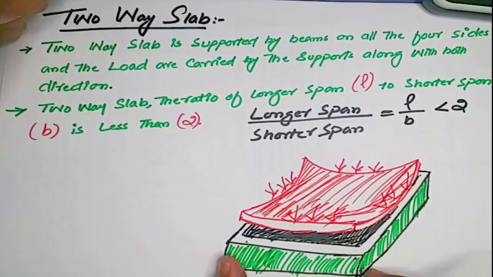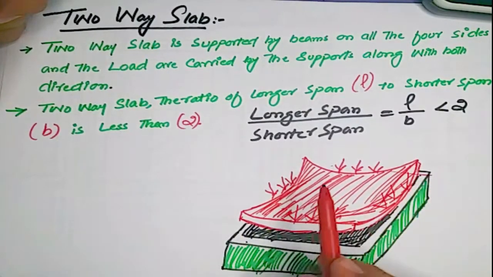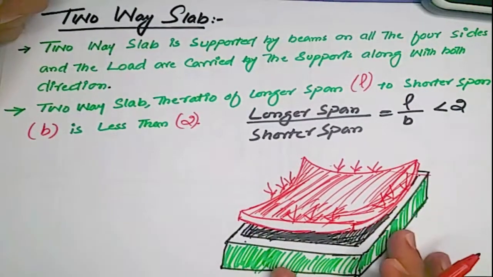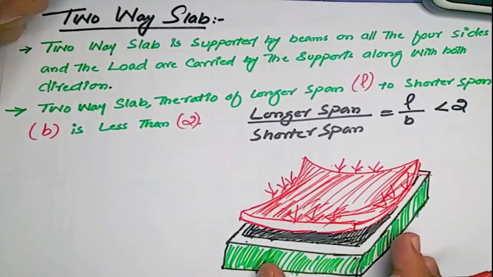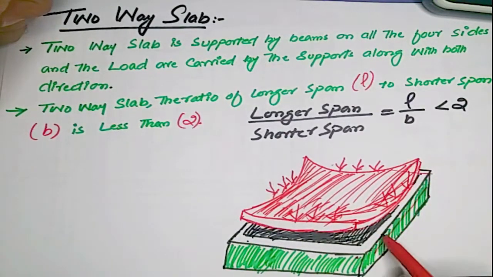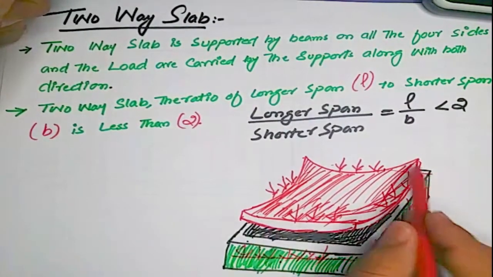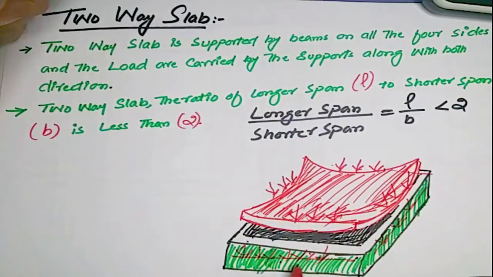This is also a type of support. Let's suppose this is a beam, this one is also a beam, here is also a beam, and here is also a beam. So beams on all four sides, and the loads are carried by the supports along both directions. These supports also take load. So these are two supports and these are also two supports. There are four supports which are taking loads.